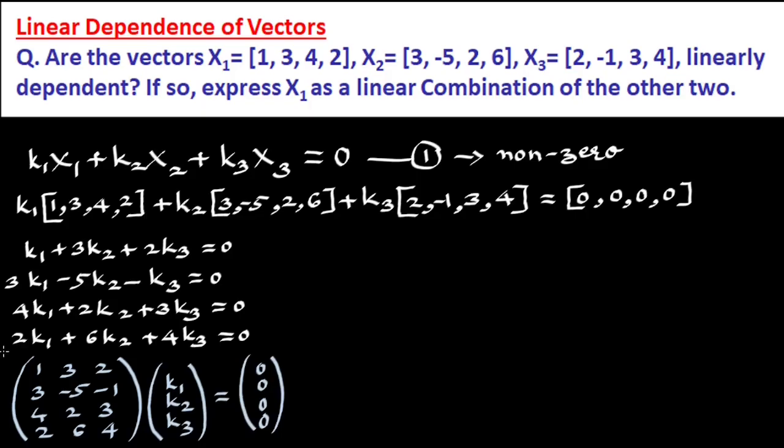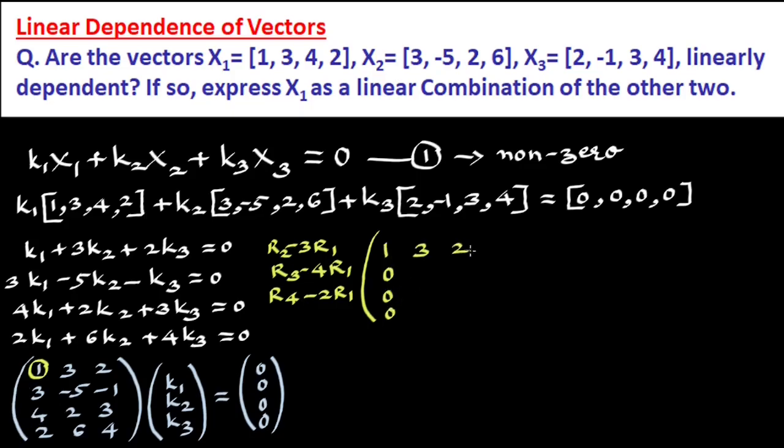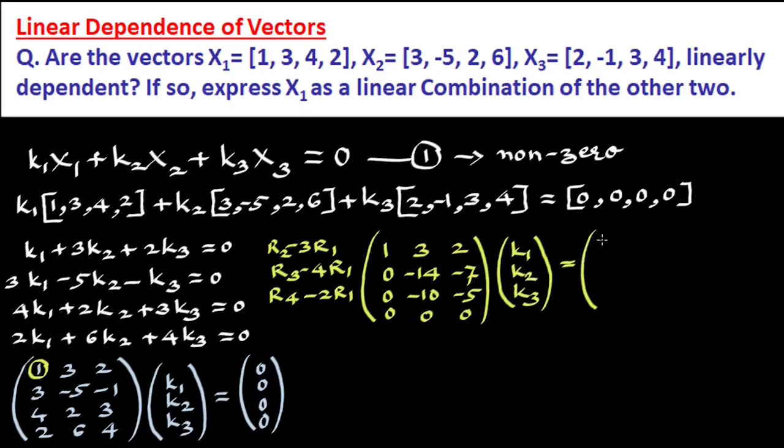We will convert this coefficient matrix into row echelon form as follows: r2 minus 3r1, r3 minus 4r1, r4 minus 2r1. That will make all elements below this leading one 0. So 3, 4 and 2, all of them will become 0. So we write 1, 3, 2 as it is, 0 minus 14, minus 7, 0 minus 10, minus 5, 0 0 0. k1, k2, k3 equals 0 vector.